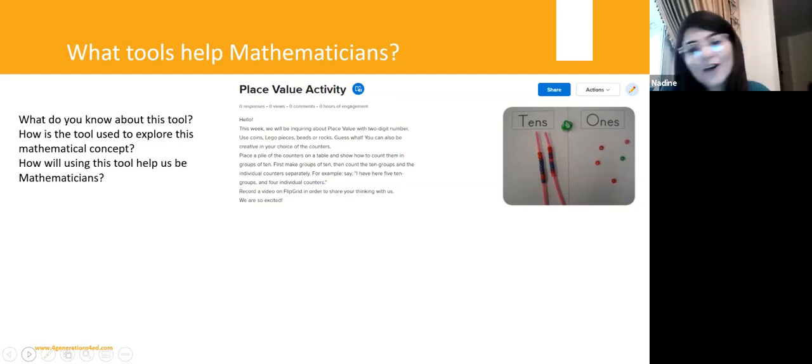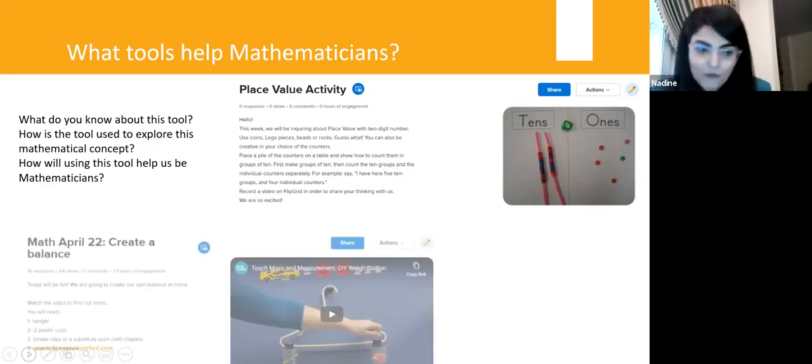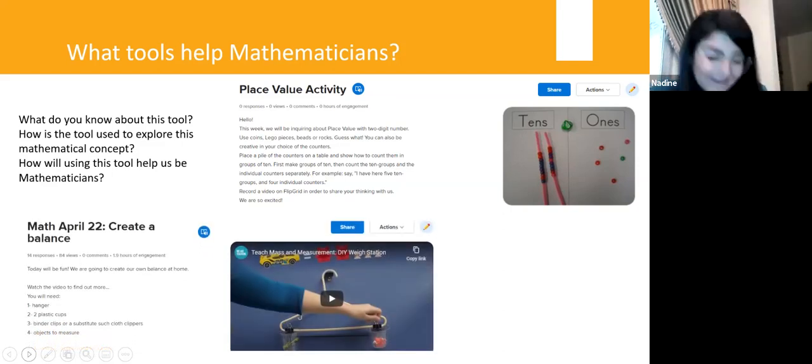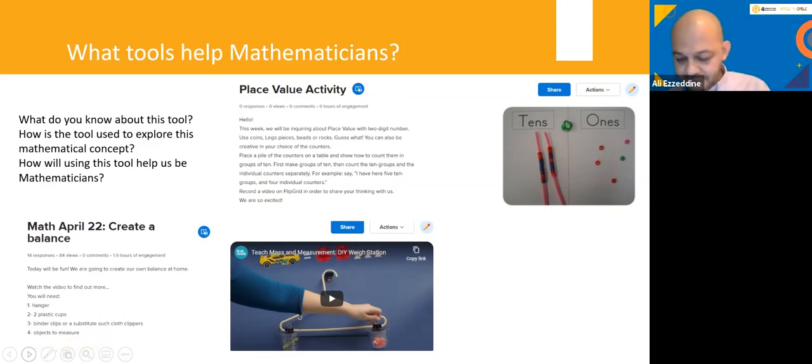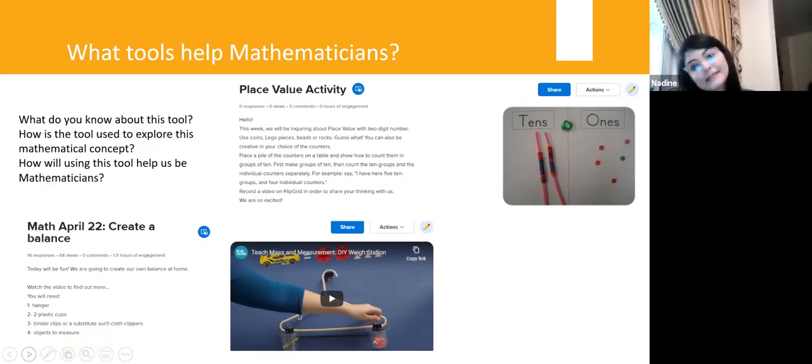So see how we can just give sometimes the choice to our learners. Maybe we can give them the choice of using the interactive or the actual beads or any other counter. Now, here's another example of how our learners also thought about mathematics even when we were teaching remotely.